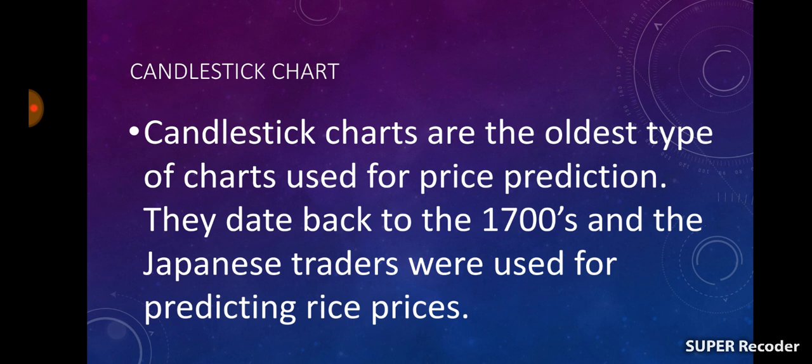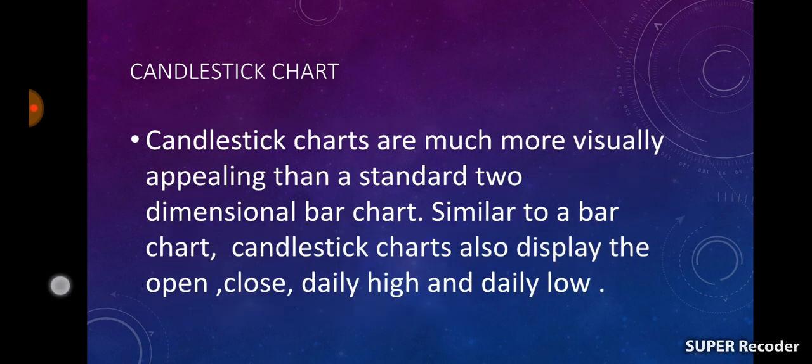Candlestick charts are the oldest type of charts used for price prediction. They date back to the 1700s, and Japanese traders used candlestick charts for predicting rice prices. Candlestick charts are much more visually appealing than a standard two-dimensional bar chart, but both of them give an idea to identify the closing price, opening price, daily high price and low price.